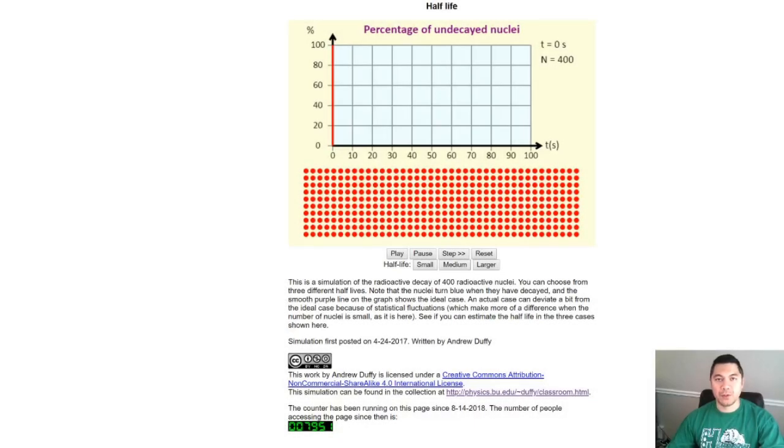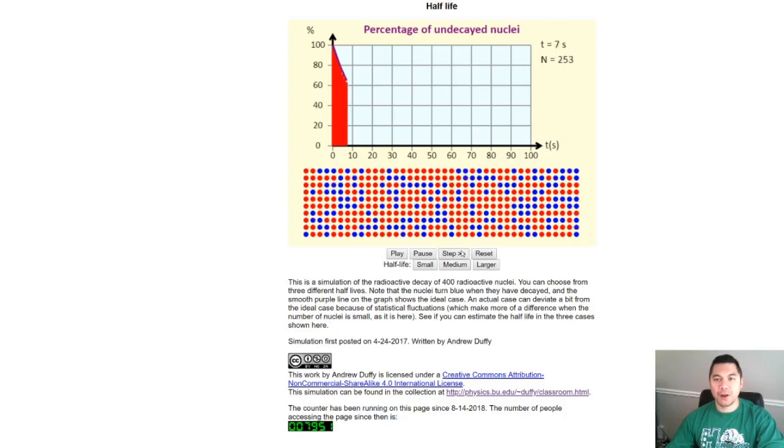Let's put into practice what we just used. This is a simulation published by Boston University, written by Andrew Duffy. What it gives us are 400 undecayed nuclei. And we can now make seconds go by. Notice that every second that goes by, a random set of the nuclei decay.